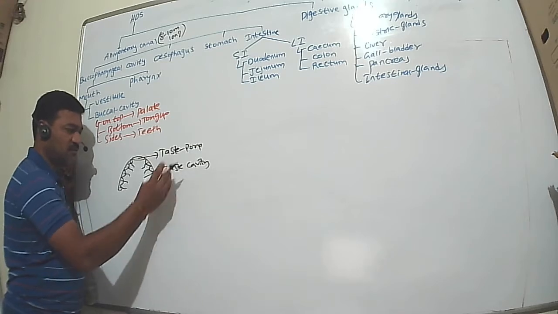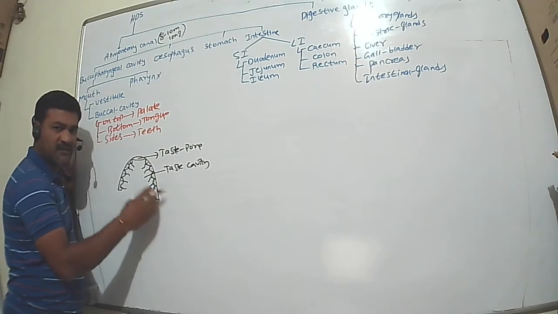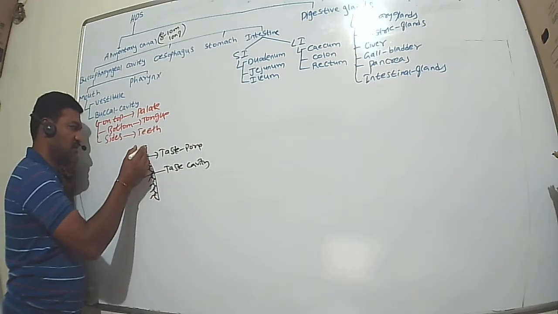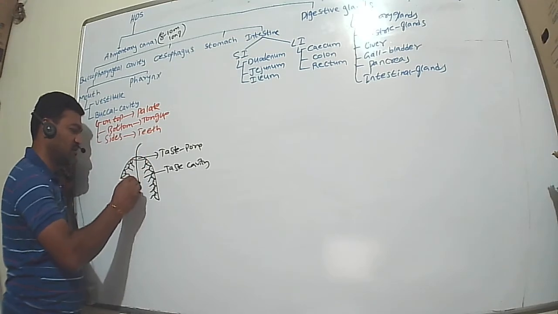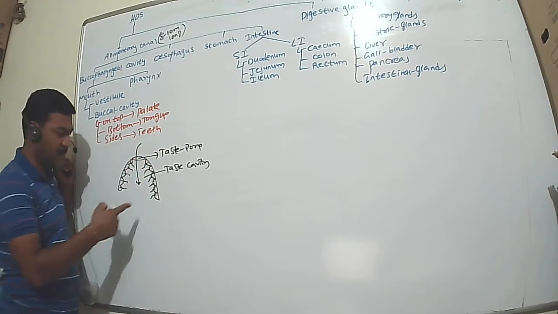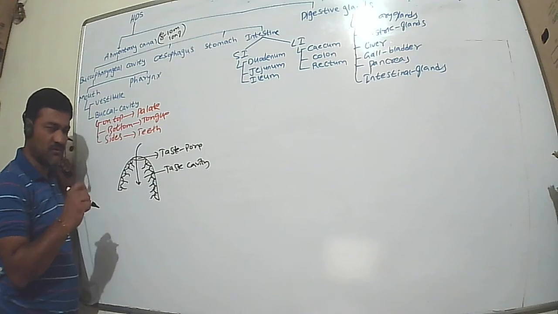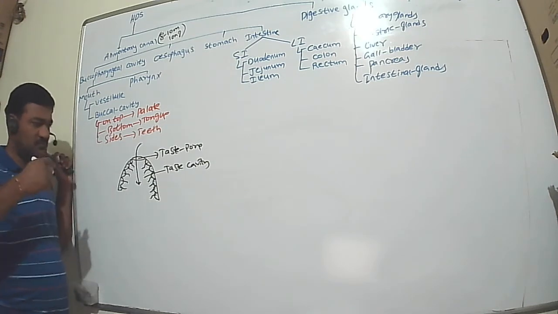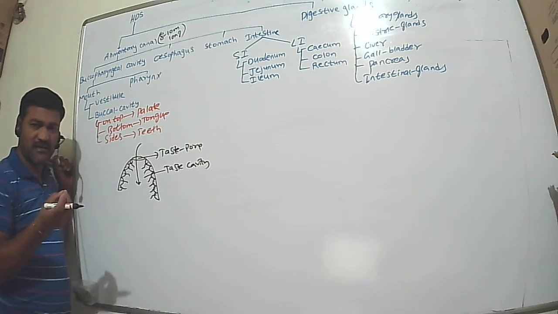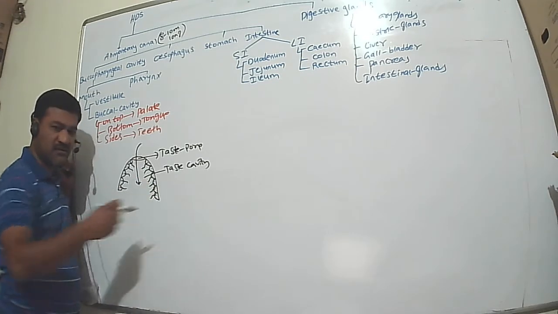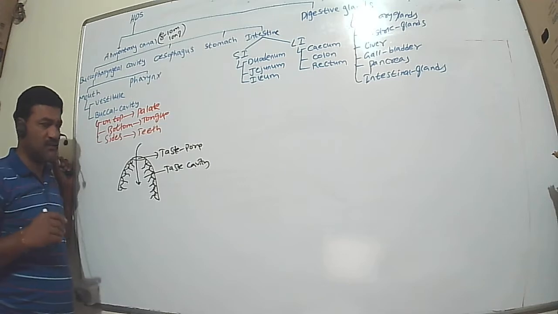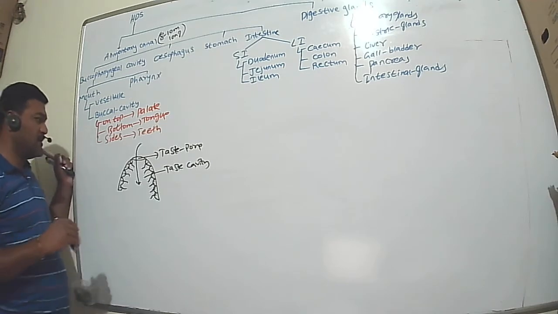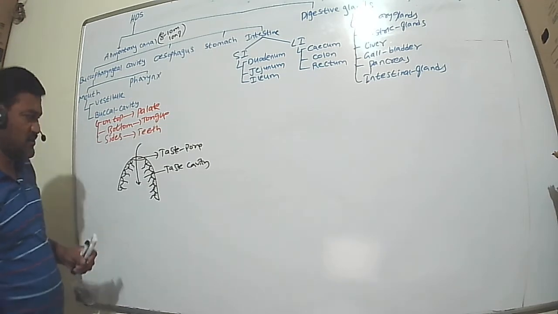So when the food is placed in the mouth, it's mixed with saliva, it's converted into a solution, and that food in the form of solution goes into the taste bud, into the taste cavity, and this cilia will detect that solution, and it will produce a small electric impulse that goes to the gustatory nerve, and the gustatory nerve goes to the taste center of the cerebrum. So in this way you have the structure of taste bud.